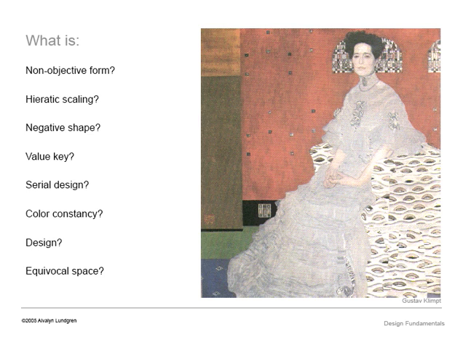Negative shapes are those negative spaces that are actually surrounded by positive shape, and therefore it's a defined shape, but it's a void or it's negative.